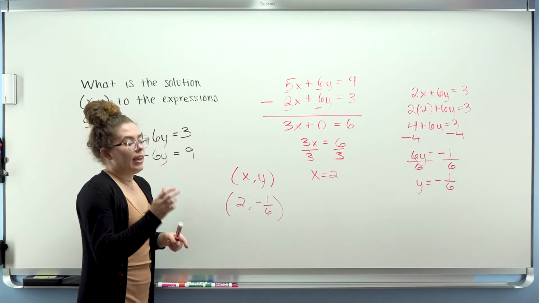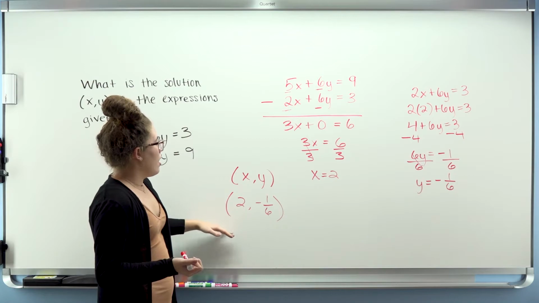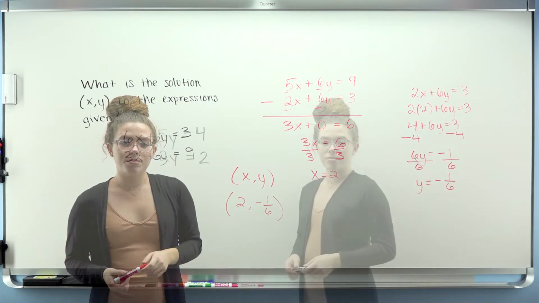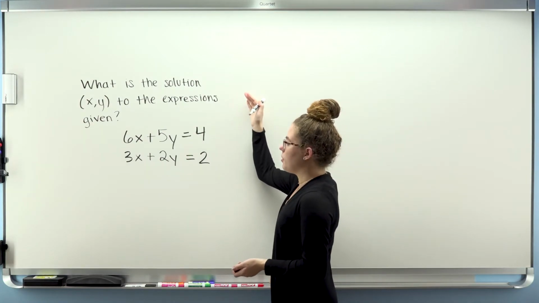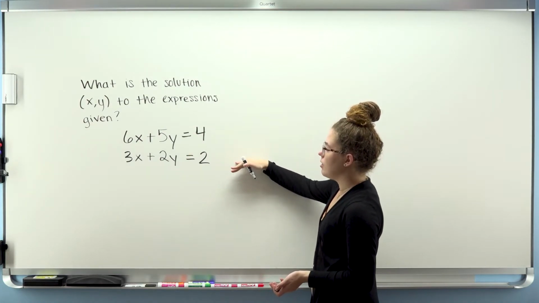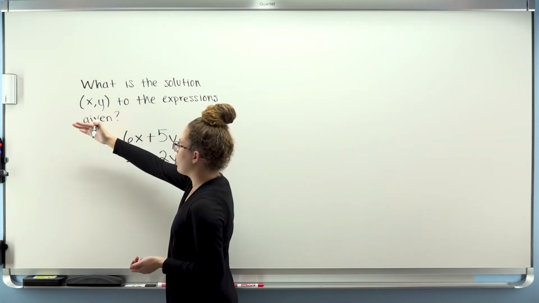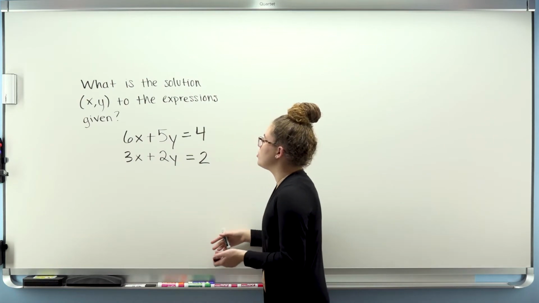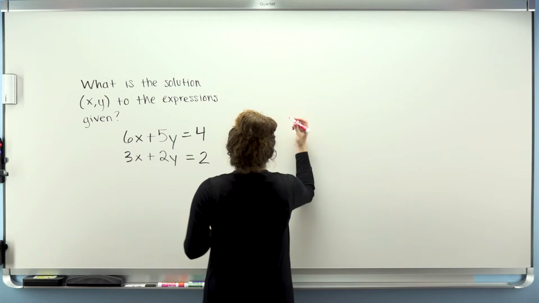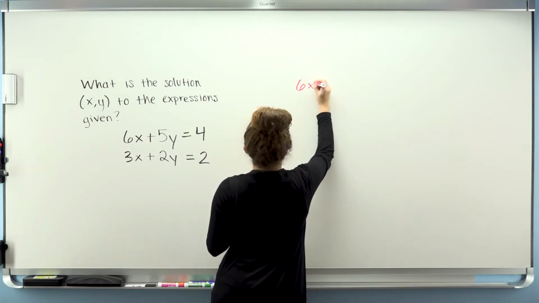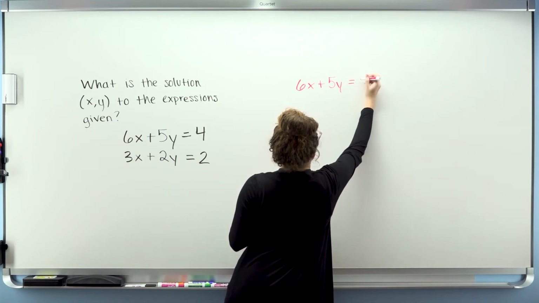Alright, so I'm just going to take a moment and we are going to erase the board and I will put up a new problem. Alright, so now we have the same question but just with different expressions. Again, we're looking for the same thing, just in our coordinate form, our x and y values. So I'm just going to take a second to rewrite this. Right? We have 6x plus 5y is equal to 4.